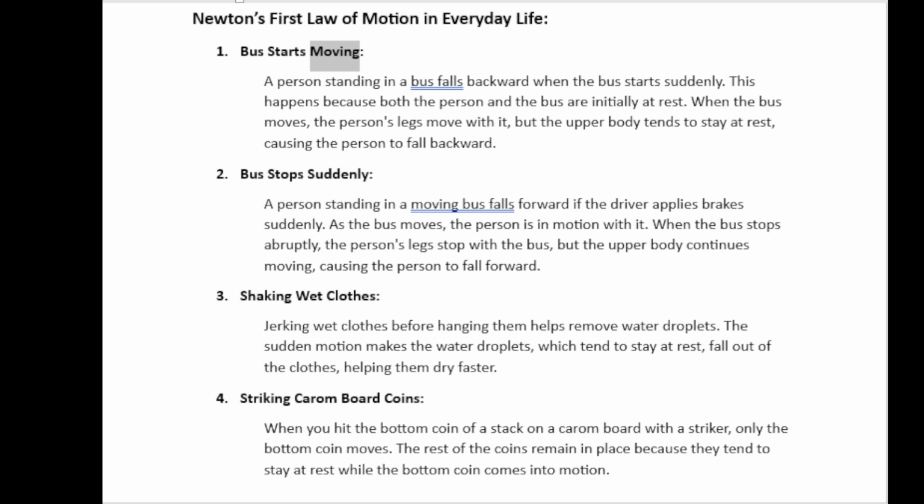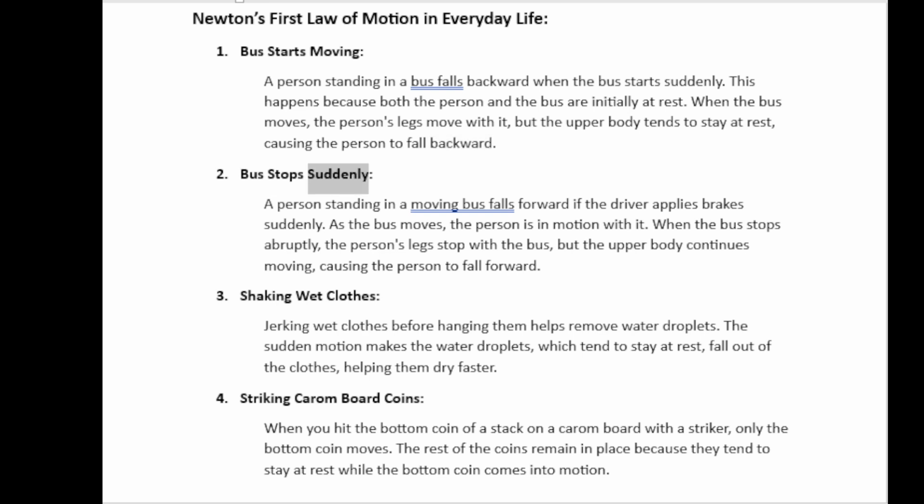Bus starts moving. A person standing in a bus falls backward when the bus starts suddenly. This happens because both the person and the bus are initially at rest. When the bus moves, the person's legs move with it, but the upper body tends to stay at rest, causing the person to fall backward.